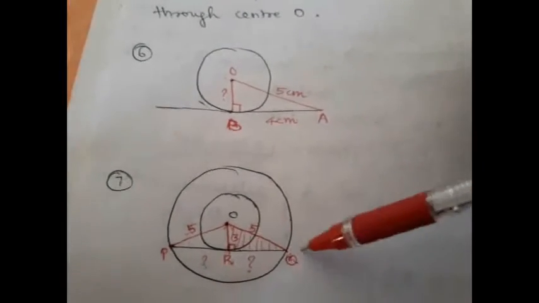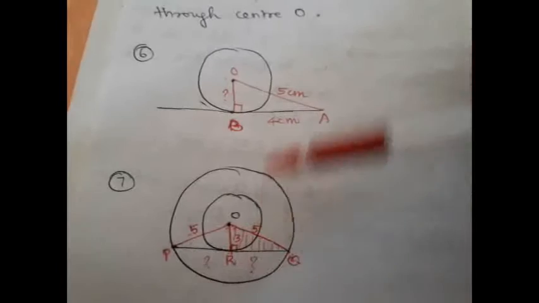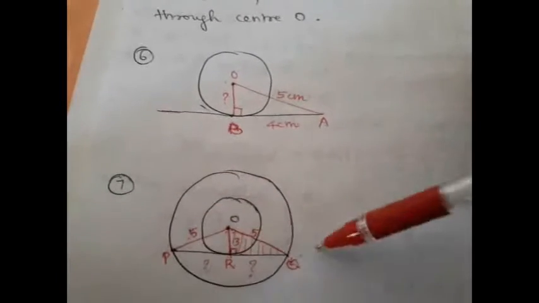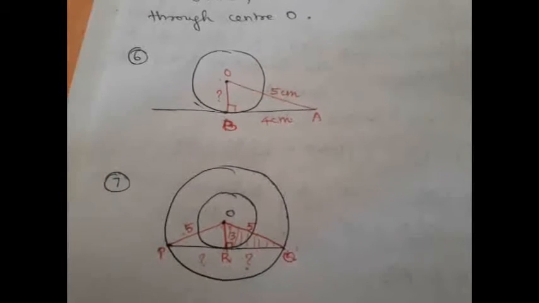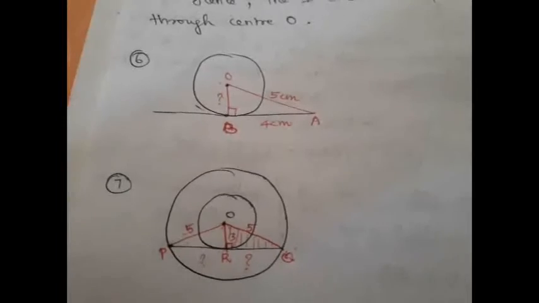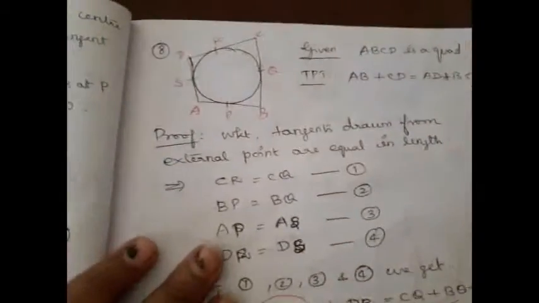So once you know RQ, you can multiply it by 2. That will give you the length of PQ. Right? Hope you understood. So the 6th and 7th questions are homework for you. Let us move on to the 8th question now. What is given in the 8th question?